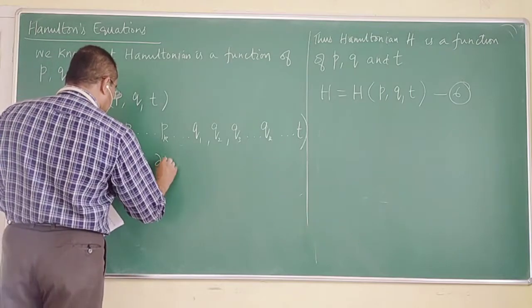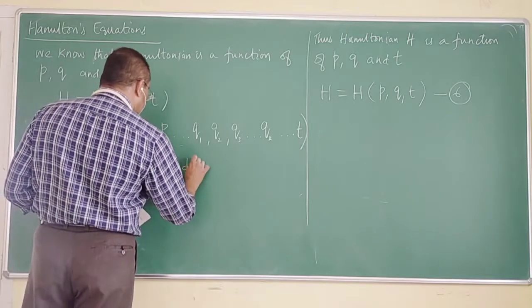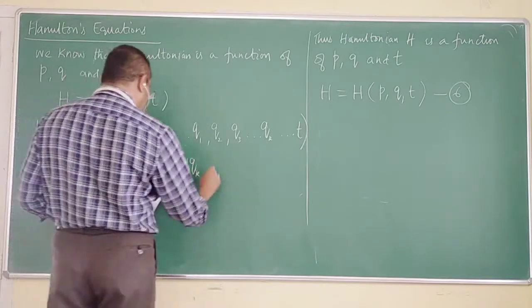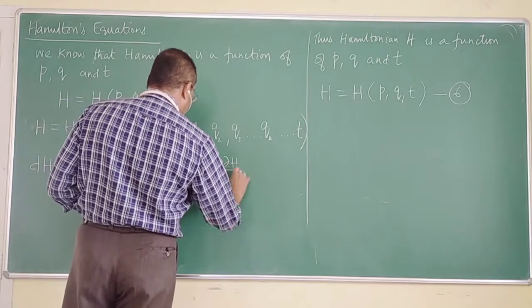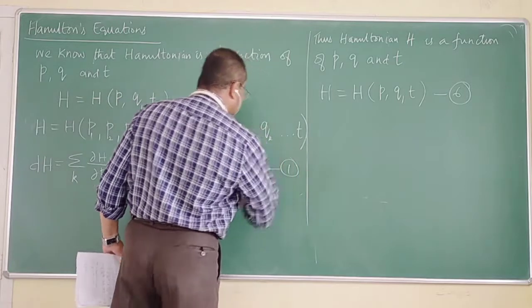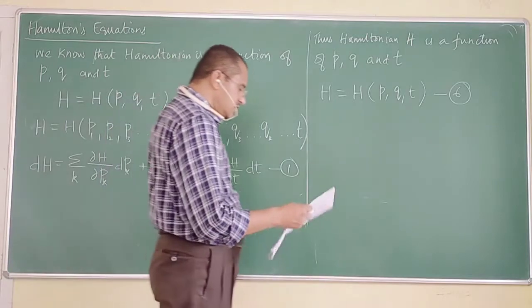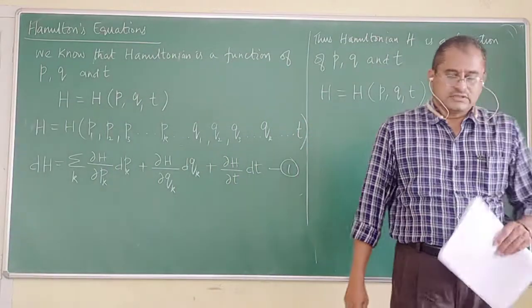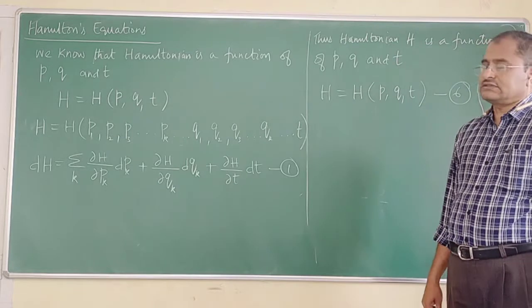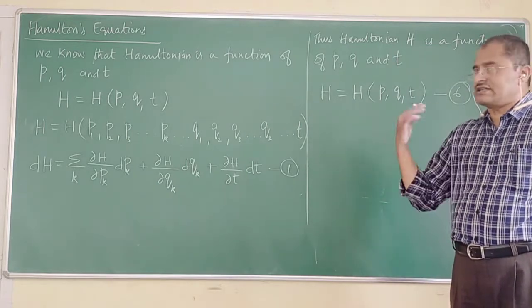plus ∂H/∂q_k into dq_k plus ∂H/∂t into dt. This is equation number 1 for me, sir. Okay. Now, I've already told you that the Hamiltonian is a function of p, q and t, and L depends on q, q dot and t.